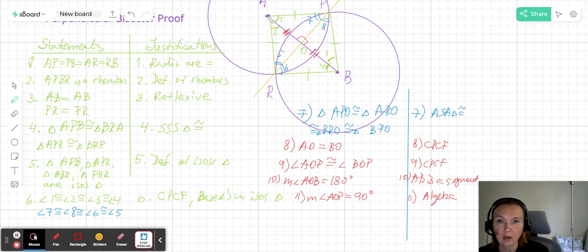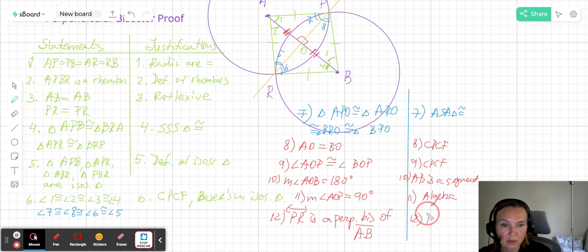Okay, and then finally, what did we have? We have that segment PR crosses our segment AB in the middle. O is the midpoint, right? And it's perpendicular. So what does that mean? That means that line PR is a perpendicular bisector of our segment AB. Why is that? That is the definition of perpendicular bisector. I'm using the notation for perpendicular here, like this.